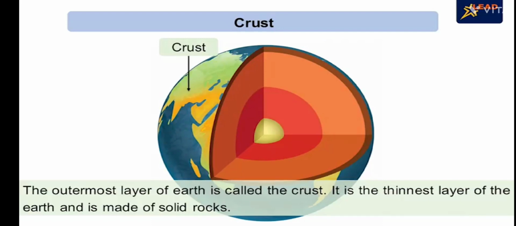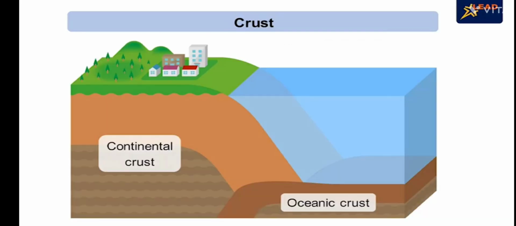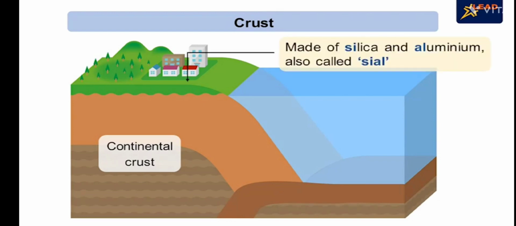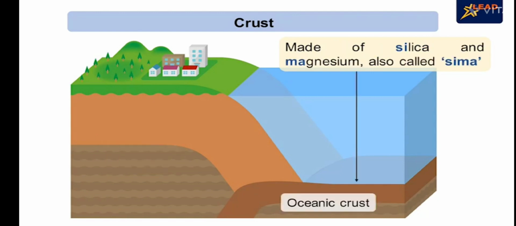The outermost layer of earth is called the crust. It is the thinnest layer of the earth and is made of solid rocks. It is divided into continental crust and oceanic crust. The continental crust is mainly made up of silica and aluminium, also called Sial. The oceanic crust is mainly made up of silica and magnesium, also called Sima.